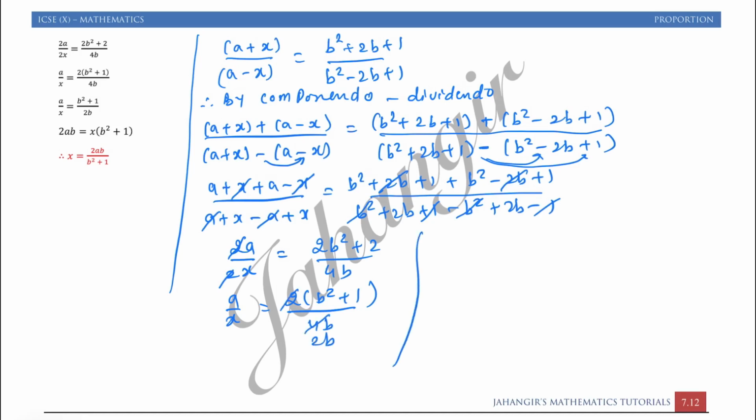Therefore cross multiply, 2ab, here cross multiply, is equal to x into b square plus 1. So the value of x is 2ab upon b square plus 1. So this type of question may come for 4 marks.